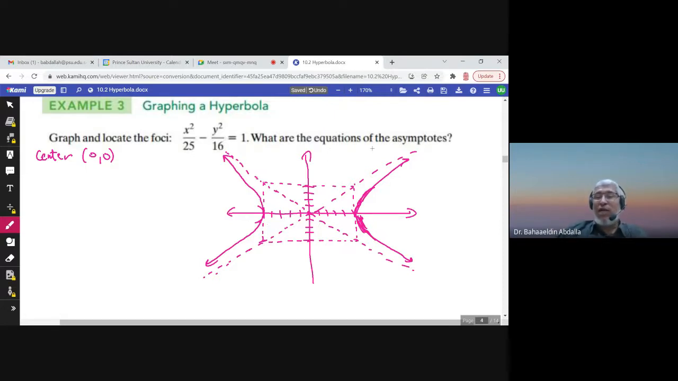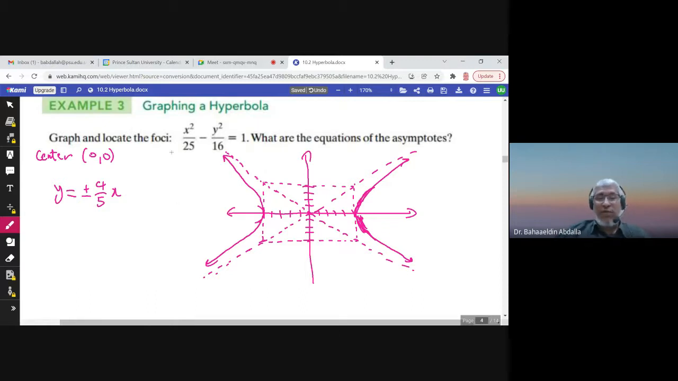Now, what are the equations of the asymptotes? Well, the equations of the asymptotes, y equals plus or minus 4 over 5 x. B over a. What is below y over what is below x? The square roots. 4 over 5 x. These are the equations of the asymptotes immediately.